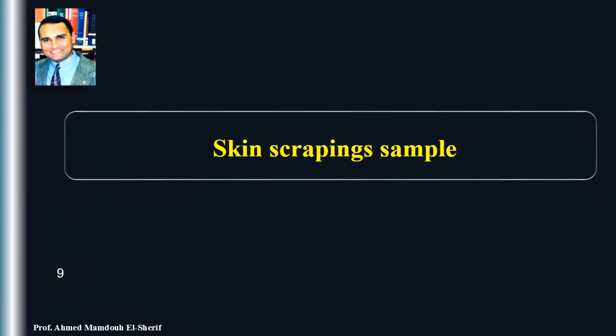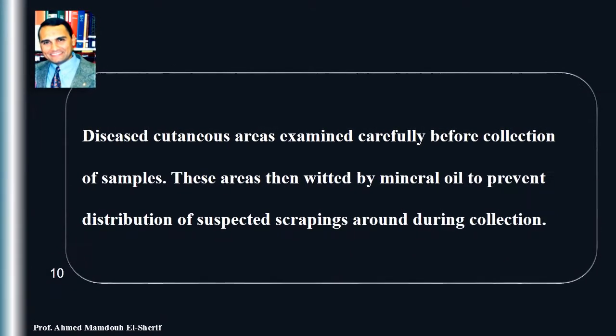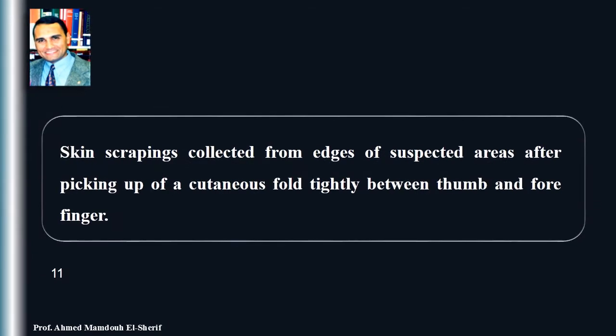Skin scraping sample. Diseased cutaneous areas are examined carefully before collection of samples. These areas are then wetted with mineral oil to prevent distribution of suspected scrapings around during collection. Skin scrapings are collected from edges of suspected areas after picking up a cutaneous fold tightly between thumb and forefinger.